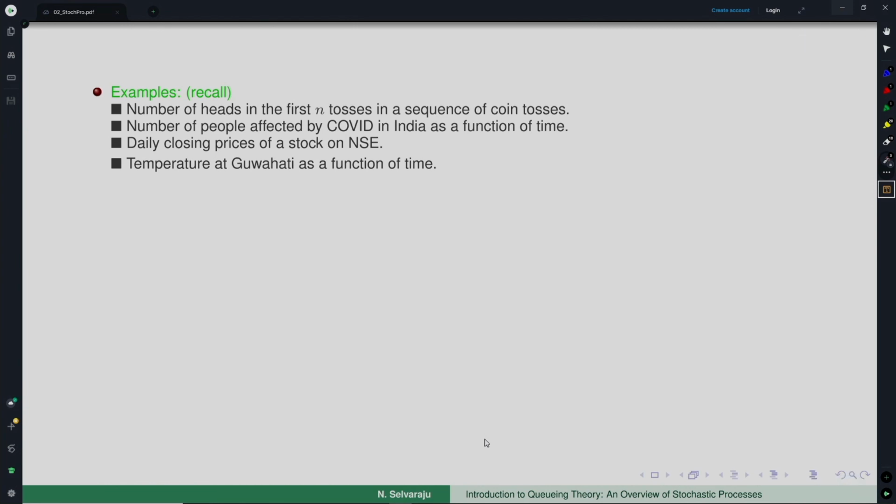But for example, if you look at the number of heads in the first n tosses, these same examples that we have seen earlier. In the first case both are discrete. In the second case the state space is discrete, but the parameter space is continuous when you are looking at it as time. Daily closing prices of a stock on NSE: the price could be anything, it is continuous, any non-negative quantity, but daily means the time you are discretizing is day. Temperature as a function of time: both are continuous in this particular case.